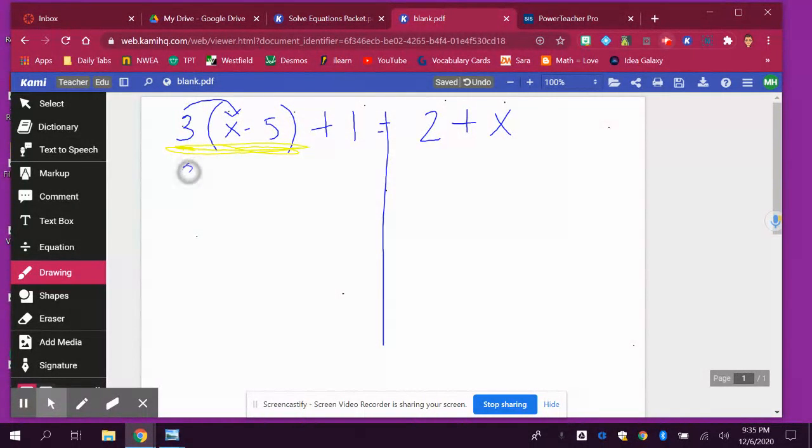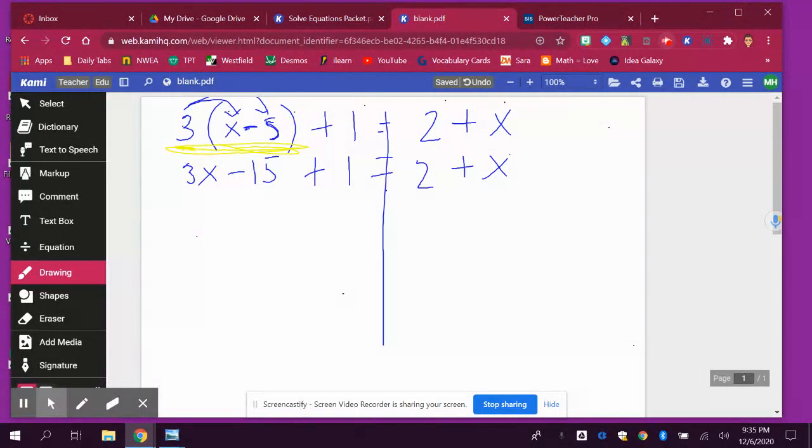3 times x is 3x. 3 times negative 5 is negative 15. Notice this 1 is not inside the parentheses, so I'm just going to bring that down along with the equals and the 2 plus x. I have a brand new equation after I did the distributive property. After every step you take, you should have a brand new equation. Now I'm going to look at that brand new equation and see if I can simplify further.